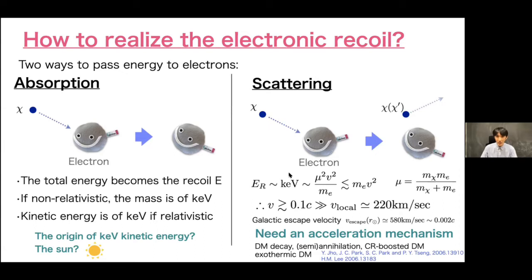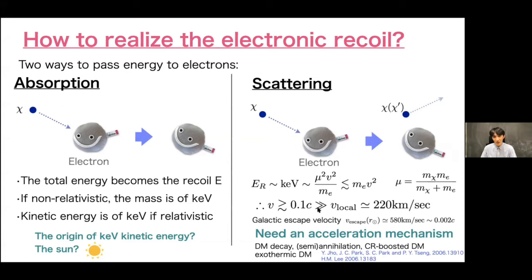through scattering, because the recoil energy can be estimated by the transferred momentum squared, where mu is the reduced mass and v is the relative velocity, over the electron mass. So this is bounded above by the electron mass times v squared. So in order to give an energy over the keV, the velocity of this chi particle must be very high. The velocity should be faster than about 10 times the speed of light, which is much faster than the galactic escape velocity, about 0.002 times the speed of light.